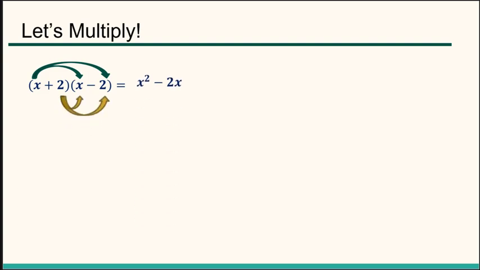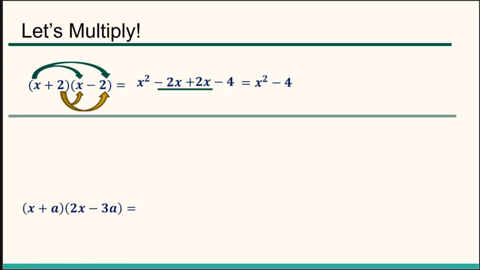I'm going to distribute that 2. And we're going to end up with plus 2x minus 4. Watch these middle guys. Yikes. That goes to 0. This is just x squared minus 4. Oh my goodness. Beautiful. Let's go to our next one.